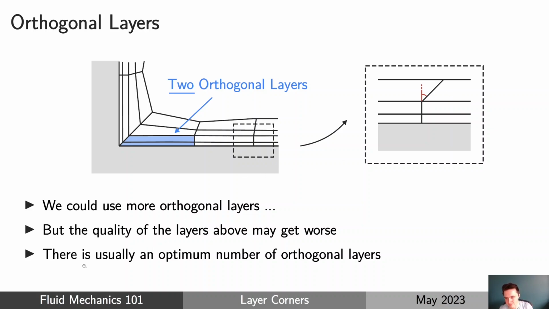And in practice, there's likely to be an optimum number of orthogonal layers, which some mesh generators will find in the background as they're smoothing the layers. They'll do this for you, and other times you may be able to specify the number of orthogonal layers yourself, and you can just try and improve. You can try with 1 layer, with 2, with 3, with 4, and you can look at the quality of the layers and see which set of controls actually gives you the highest quality mesh.